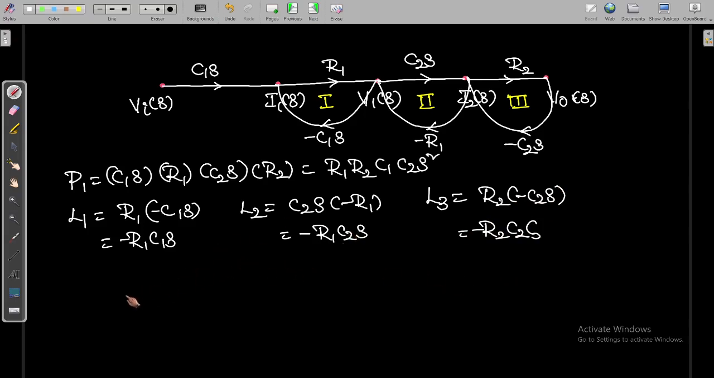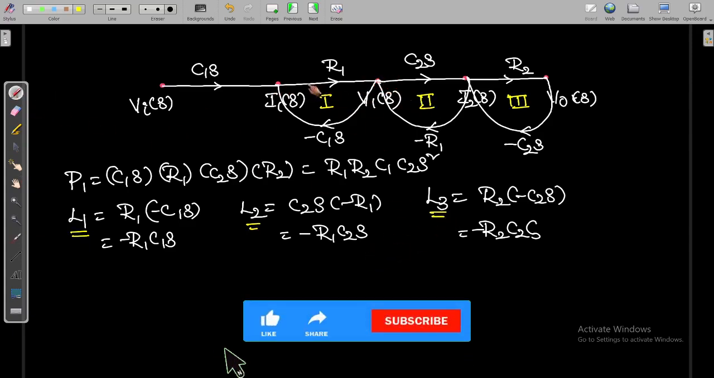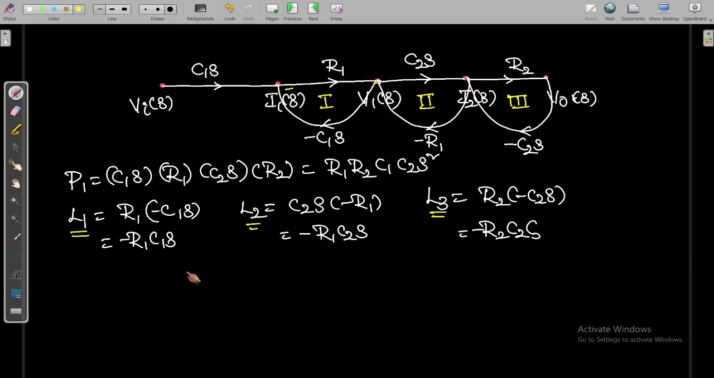After that you have to identify any 2 non-touching loops. If you observe here, let us compare L1 with L2. 1 and 2 have a common node here, so you can't take them. Let us compare 1 and 3 also. They do not have any common node. Here and here are the nodes. So you can write L13, that is the non-touching loops. Non-touching loops will be L13, that is equal to minus R1 C1s, that is L1, into minus R2 C2 s.